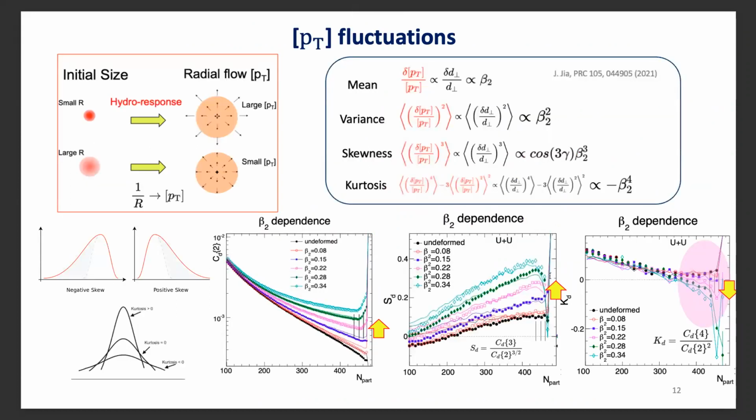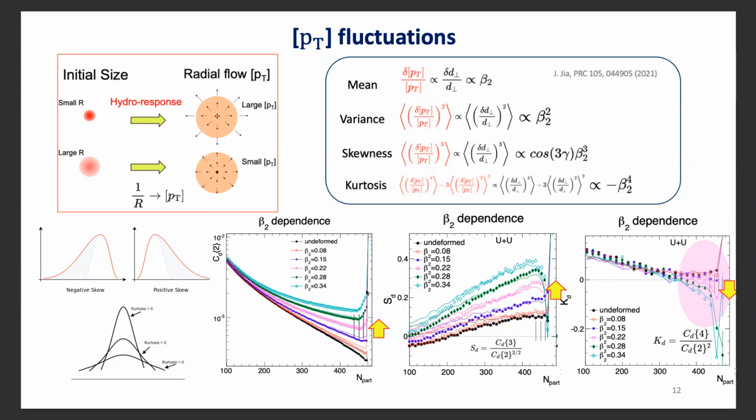As I mentioned before, on the size of Q drop, it can also have a size fluctuation. If you have any distribution, you can calculate the mean, the variance, skewness, and kurtosis. The very naive picture is that for a fixed N-part, the small size can have a large radial flow, large expansion. For the large size, at the given N-part, it has a smaller expansion and a smaller mean pT.